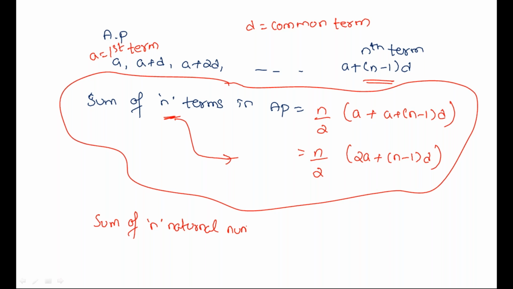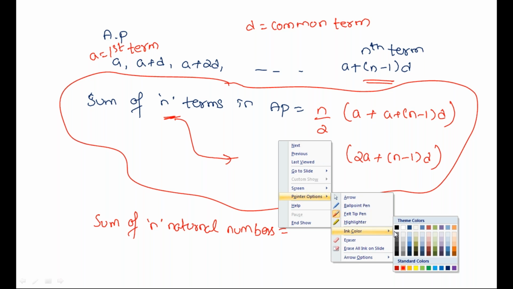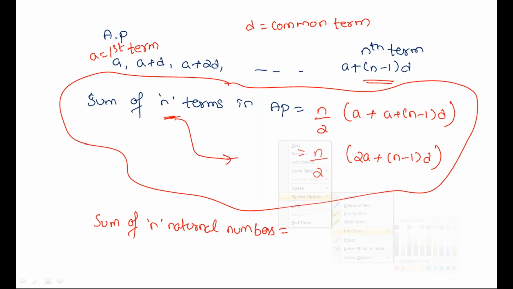What is the sum of n natural numbers? Natural numbers are like 1, 2, 3, 4 up to n. Sum of n natural numbers starting with 1, so 1, 2, 3, 4, 5 up to n. Sum of n natural numbers.